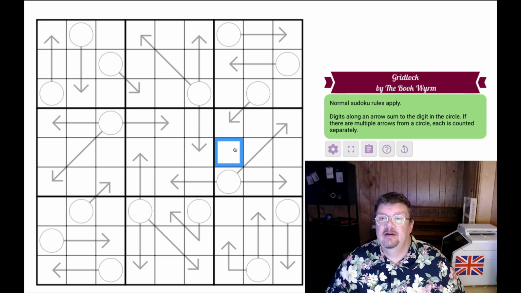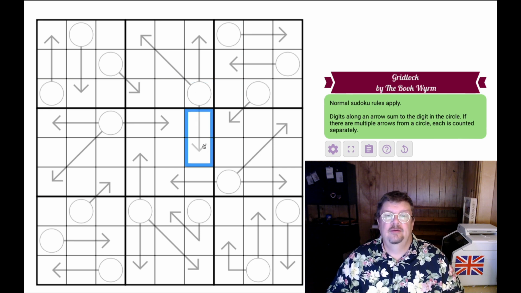Arrows. Digits along an arrow sum to the digit in the circle. If there are multiple arrows from a circle, each is counted separately. So those two digits are going to sum to that value. These two digits are going to sum to that value. These two digits are also going to sum to that value. And these two digits are also going to sum to that value.